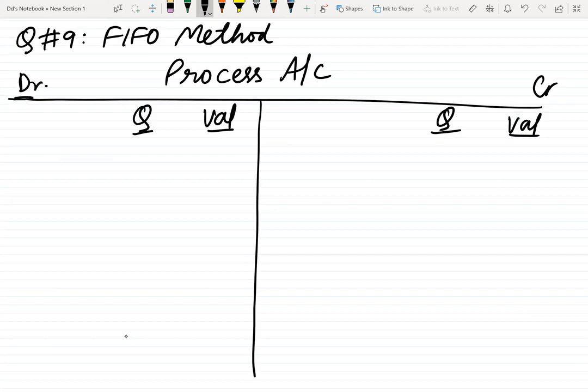Okay. Tell me, what's the starting point? Always, if you have any opening WIP, please start from there. To opening WIP: 1000 units. And what's the value? Add 6,000, 3,600 and 1,800. That comes to 11,400.